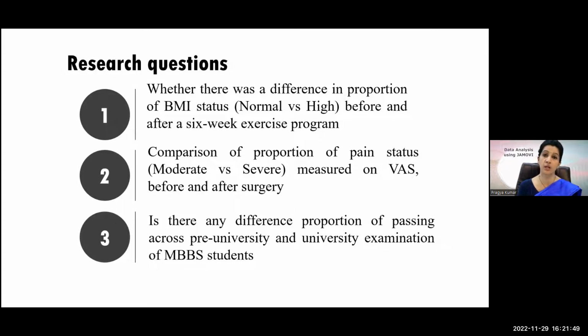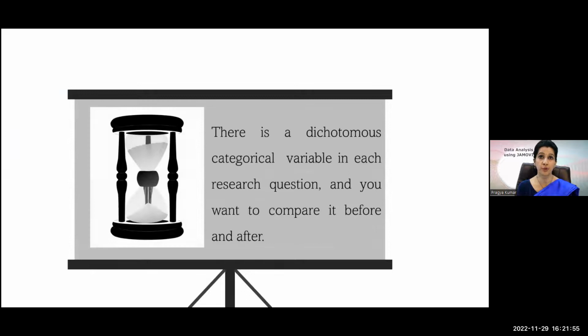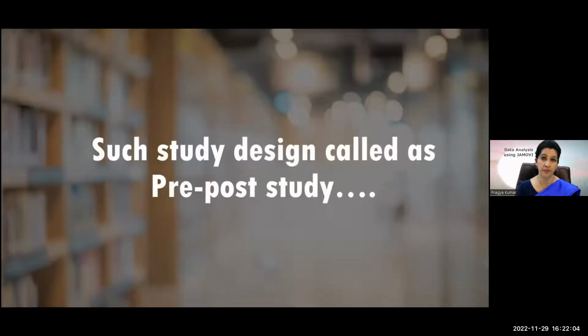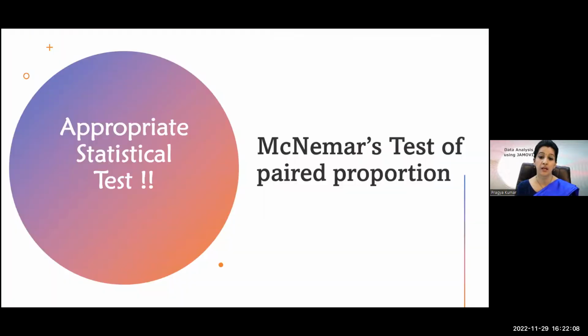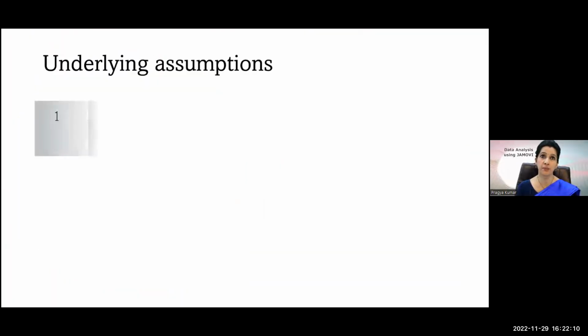So in all these variables, what have we seen? That there is a categorical variable, and we are seeing the change in proportion of that categorical variable in a pre-post study. So the appropriate statistical test for this type of study design is the McNemar test.